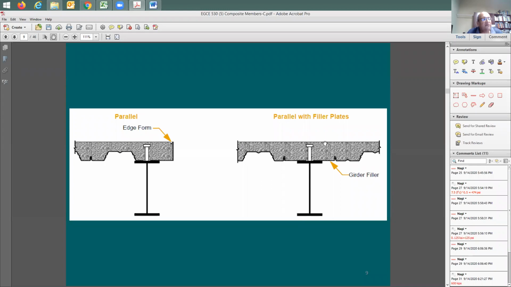So let's assume here for a second that you didn't put any Nelson studs. Can I say that I have a composite section? You're going to say no, because there is no connection between the concrete and the steel.